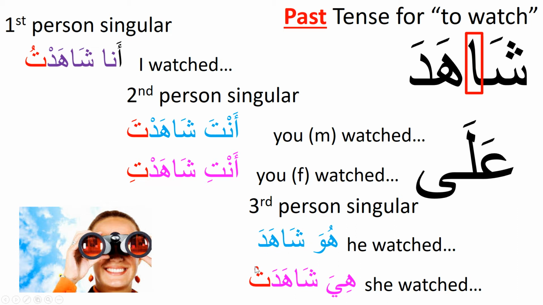He watched. About she did something. She watched. Hiya shahadat. And notice there's a sukoon over the ta here. So the syllable starts with the dal, flows through the fatha, and ends with the ta. Dat, right? Shahadat. That's a sukoon. No short vowel, nothing there, just the consonant.